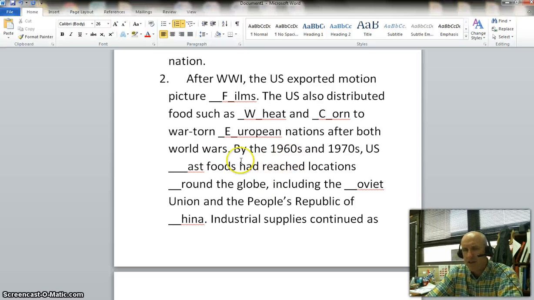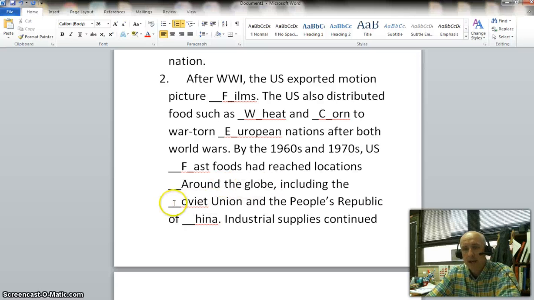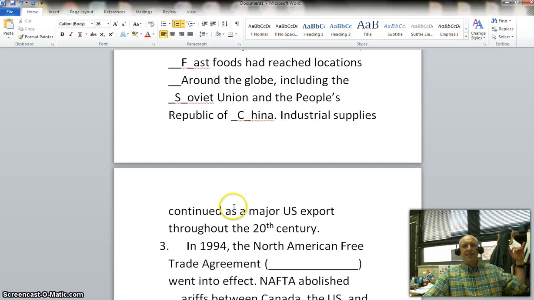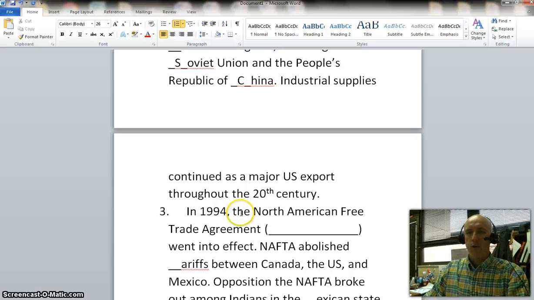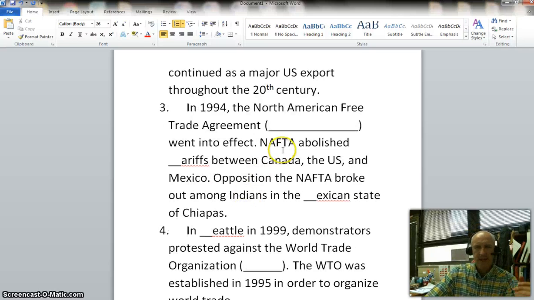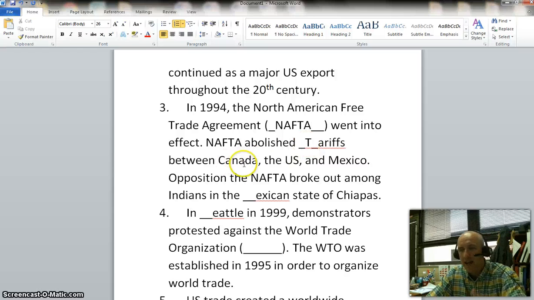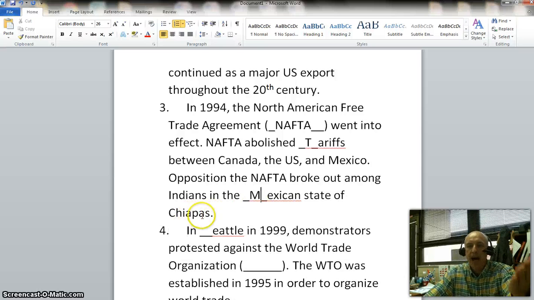By the 1960s and 70s, the U.S. fast foods had reached locations around the globe, including the Soviet Union and the People's Republic of China. Industrial supplies continued as a major U.S. export throughout the 20th century. In 1994, the North American Free Trade Agreement, known as NAFTA, went into effect. NAFTA abolished tariffs between Canada, the United States, and Mexico. Opposition to NAFTA broke out among Indians in the Mexican state of Chiapas.